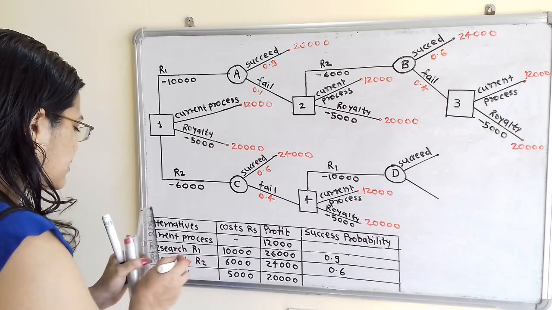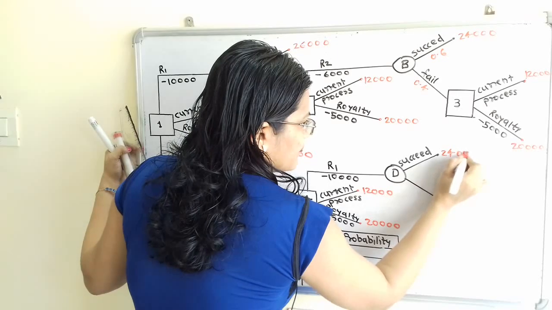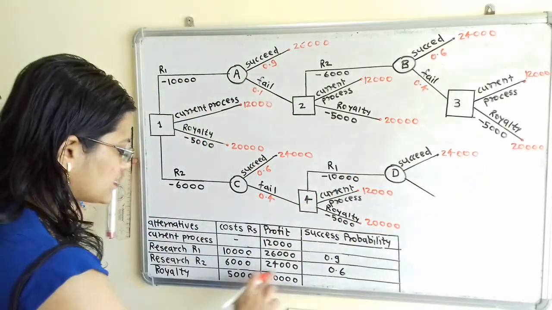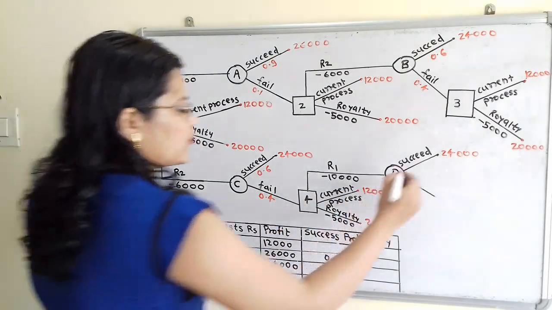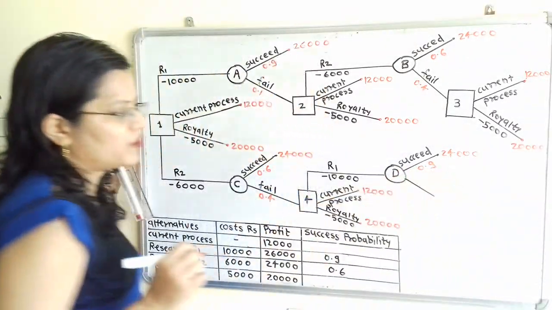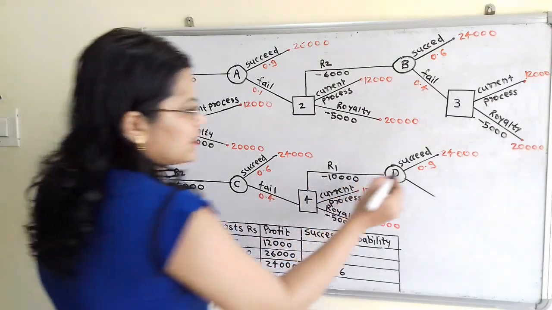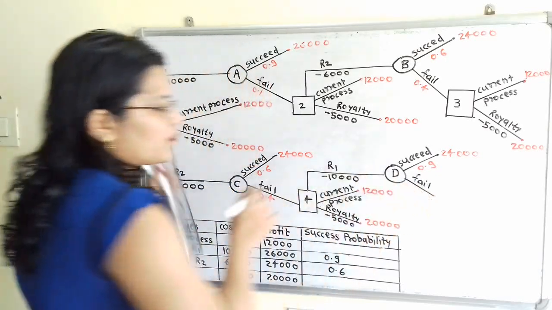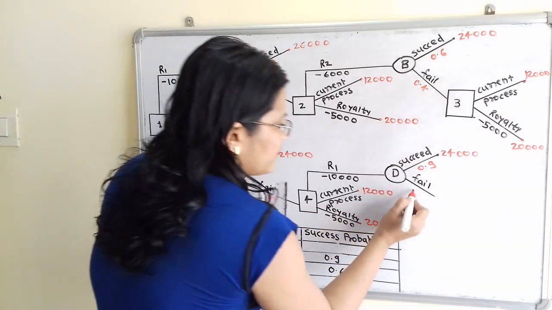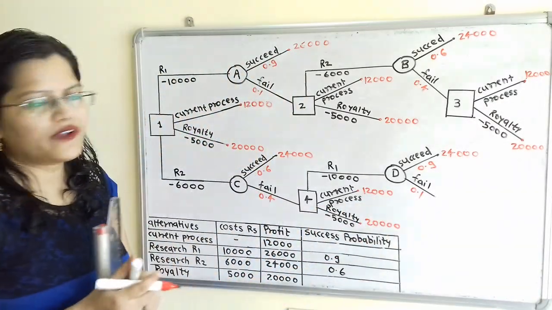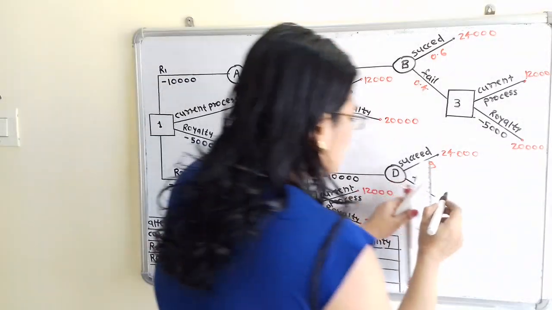That is, for the success of the research, it is a 24,000 rupees outcome. But what is the chance of success? That is 0.6. No, here for research R1 it is 0.9. So we have to mention here 0.9. And for the chances of failure, these chances are 0.1, that is the probability, 1 minus 0.9, that is 0.1. Now when it has failed, then again there are two options. So again we have to draw here the decision node.